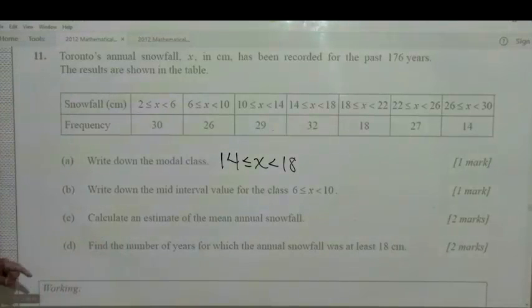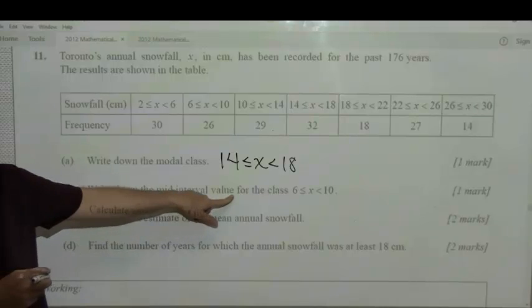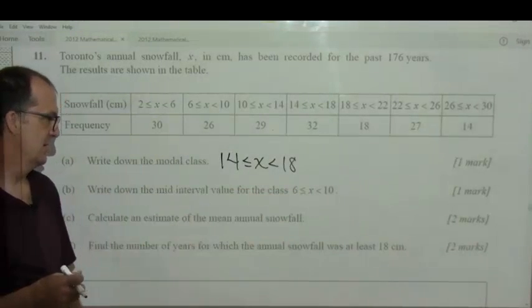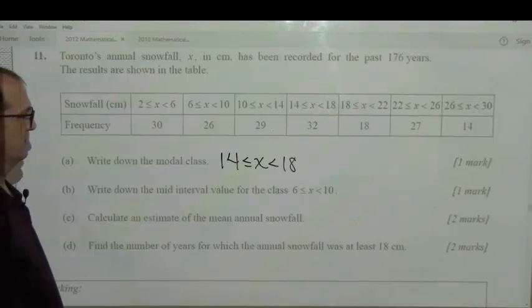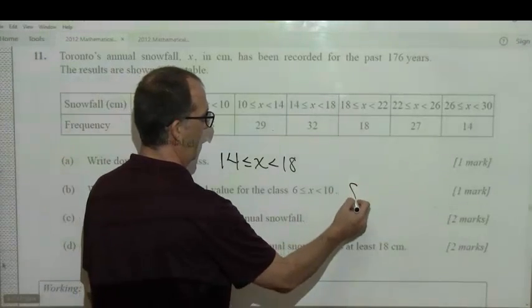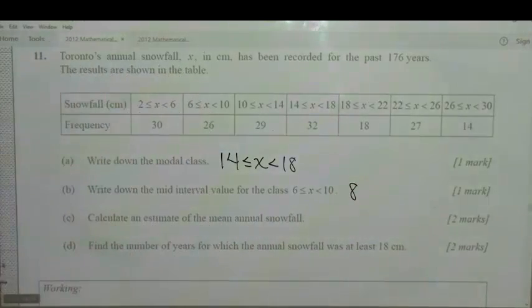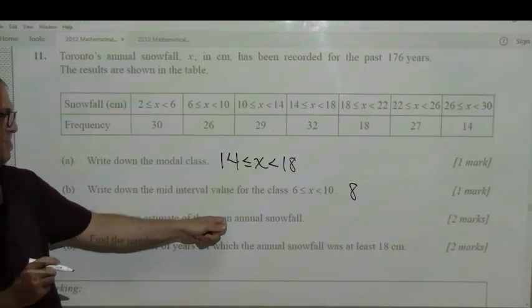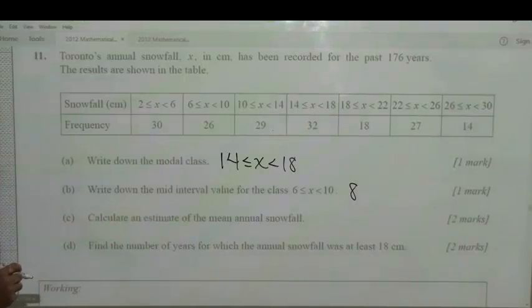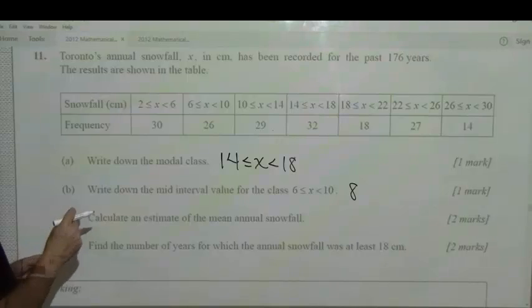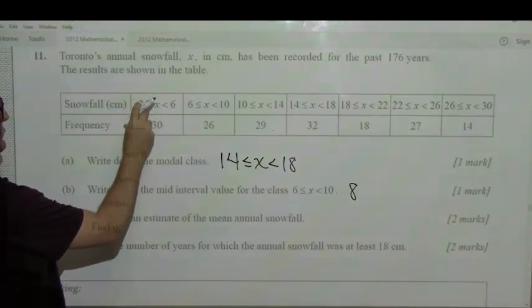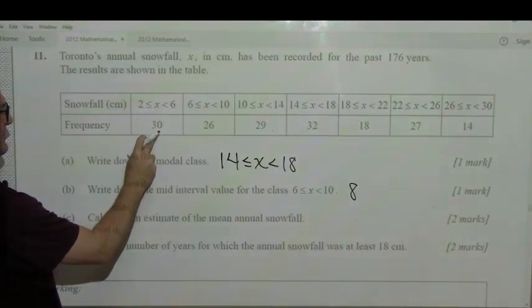Write down the mid-interval value for the class of 6 to 10. And so basically you're just having to write down what is halfway between 6 and 10. And obviously they're giving you this question B to guide your thinking into calculating the estimate mean of the annual snowfall. And this you'll want to put into your calculator, probably the quickest way to do it. But what you have to remember is you're going to use the mid-interval value for each frequency.